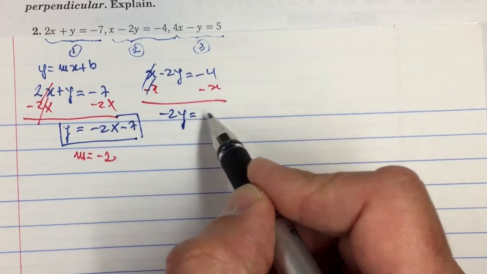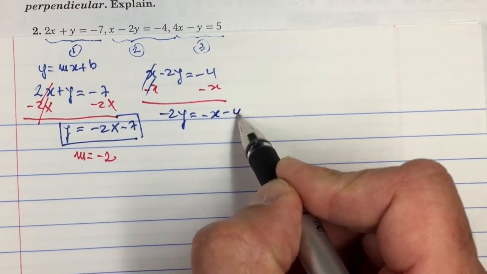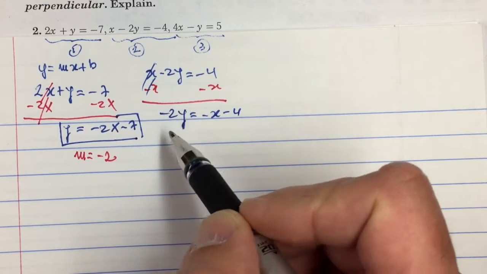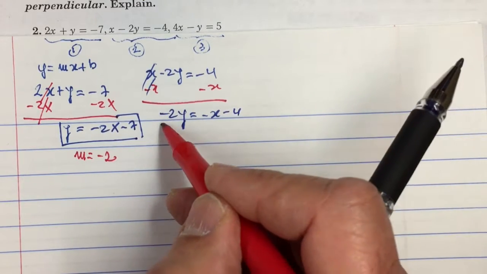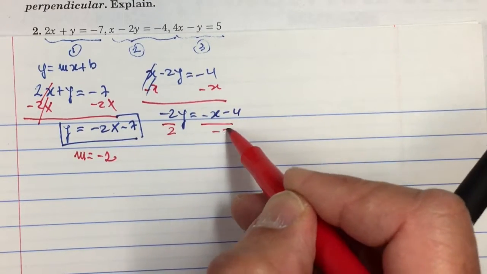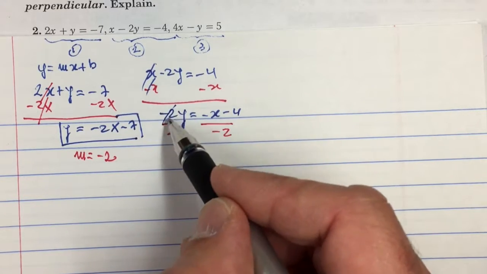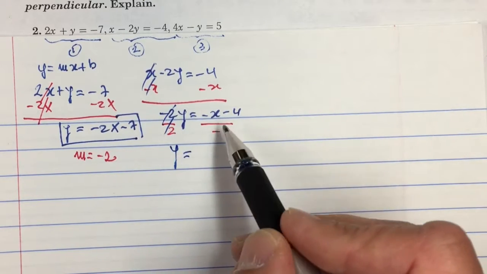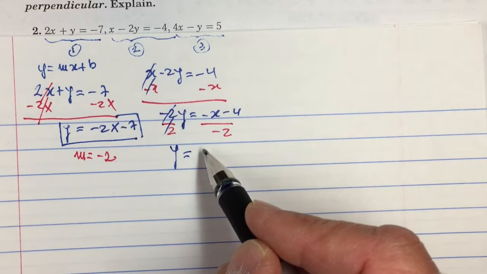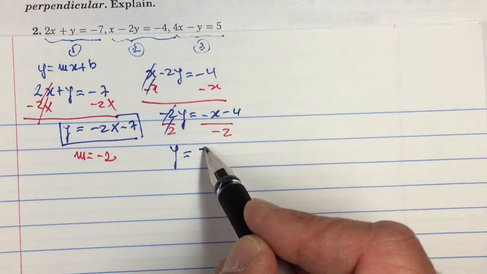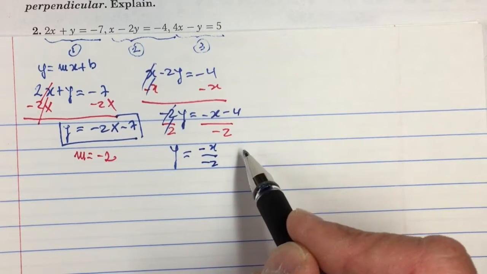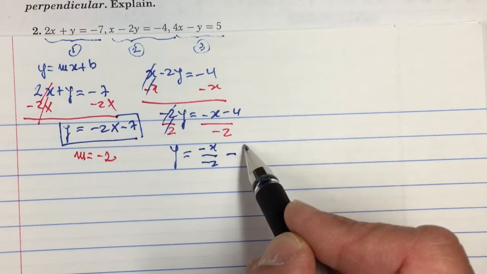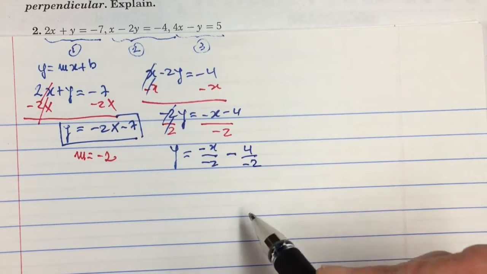Negative 2y equals negative x minus 4. Still I have the negative 2 bothering me here, so I'm going to divide both sides by negative 2. This goes away, and y equals negative x minus 4, which is the same thing as negative x over negative 2 minus 4 over negative 2.